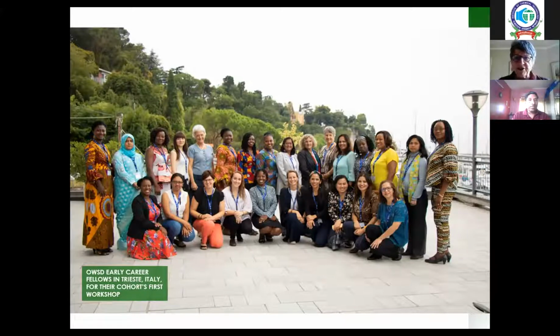So the early career women are there having a workshop on how to run a lab, how to finance the lab, how to run administration.